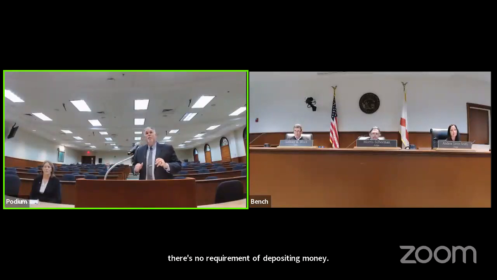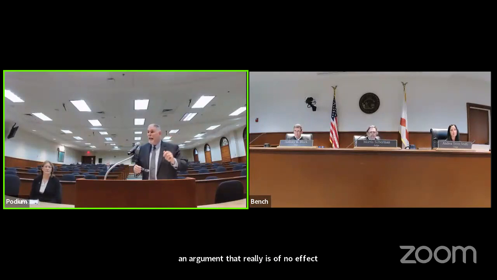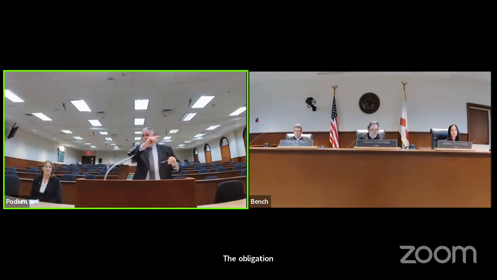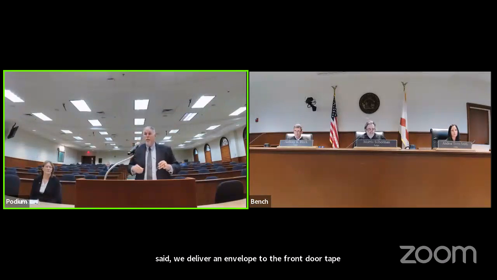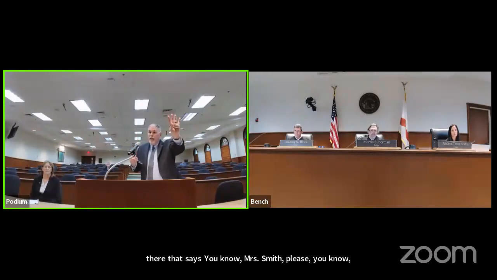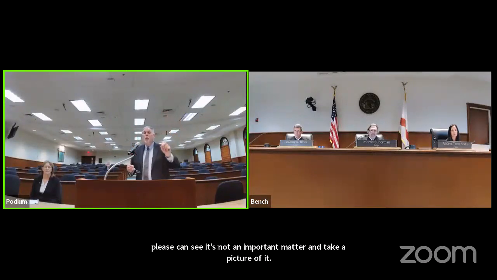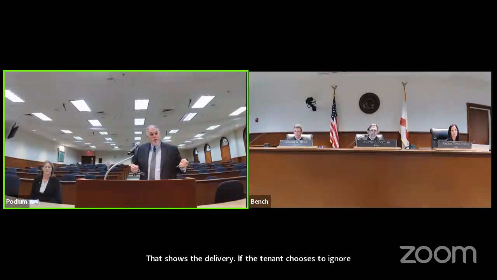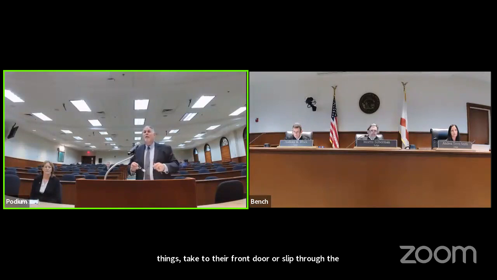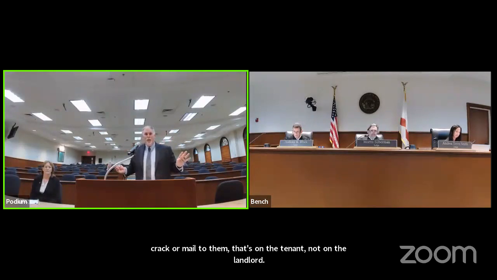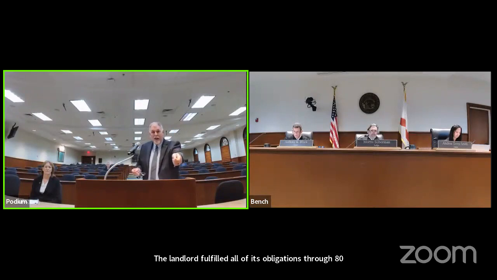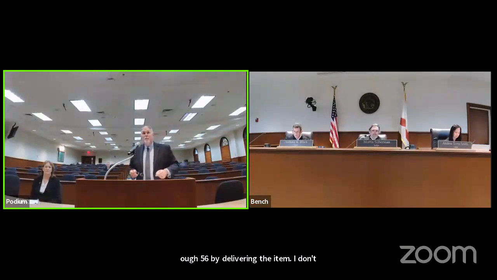But counsel makes an argument that really is of no effect. The obligation of the landlord is to deliver. If, as she said, we deliver an envelope taped to the front door that says, Mrs. Smith, please come see us about an important matter, and take a picture of it, that shows the delivery. If the tenant chooses to ignore things taped to their front door or slipped through the crack or mailed to them, that's on the tenant, not on the landlord. The landlord fulfilled all of its obligations under 83.56 by delivering the item. I don't have to guarantee this person reads it.